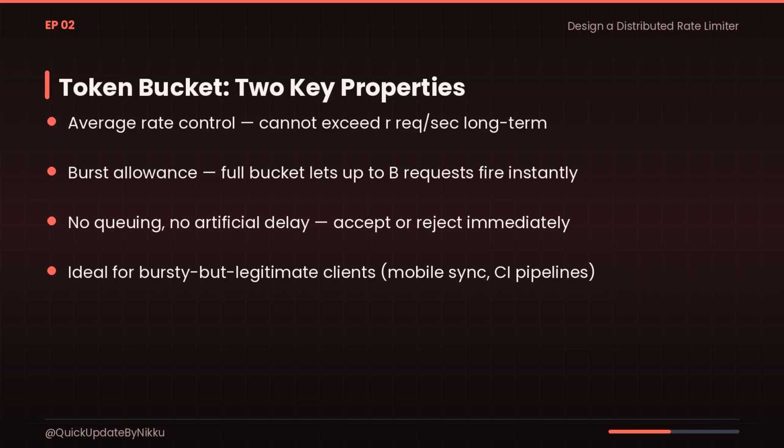But a client that has been idle accumulates tokens up to capacity B and can spend all of them at once, no delay, no queuing. That burst tolerance is exactly why token bucket dominates production API gateways. Real client traffic is inherently bursty, and penalizing it artificially hurts user experience without improving protection.